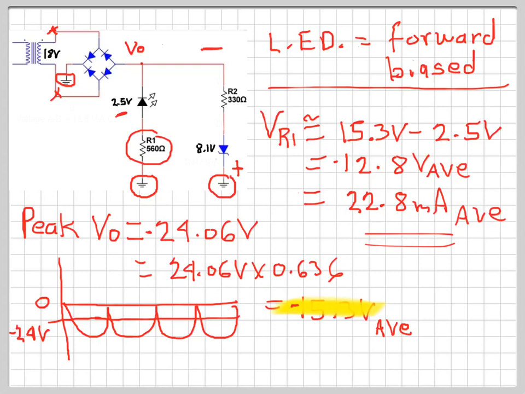Okay, and again, that was minus 15.3. Okay, so I think that's about it. If we were to change the orientation of the diodes around, we would get a positive output, but as it is, this is going to be negative.